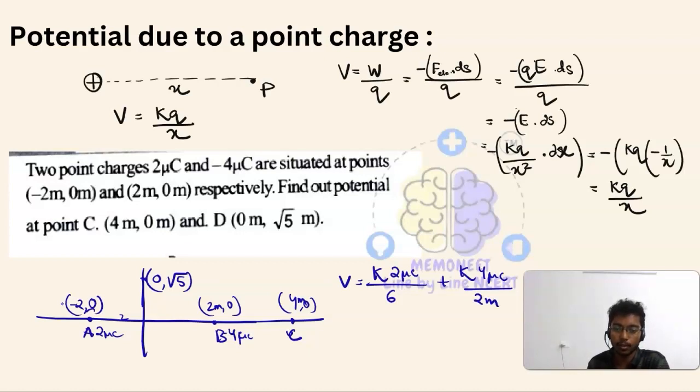So here the potential is equal to k into 2 plus, if we equate the denominator, into 3 here, into 3 here. So we have 2 plus 4 into 3, 12, that is 14 k upon 6 m. So this is the value of potential. In the place of k we can put 9 into 10 to the power 9, and we have to solve it. Likewise you can find the value at D. It is your homework for this. So find out the potential at D.